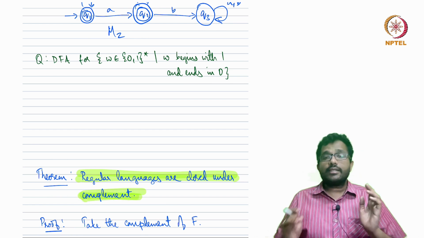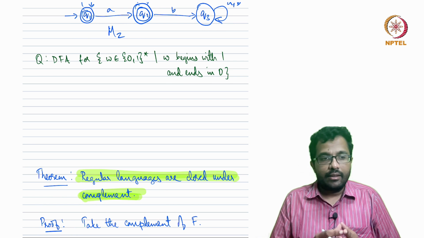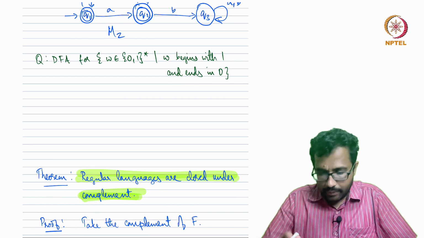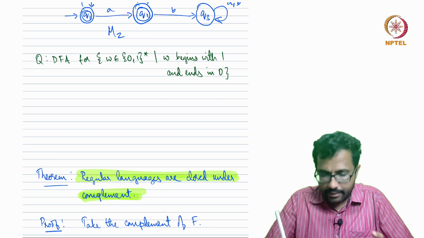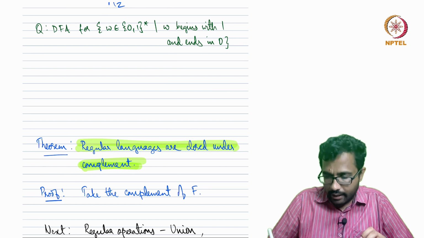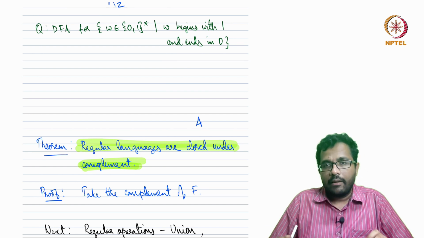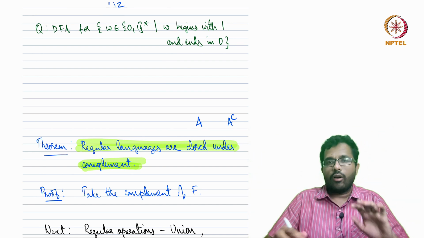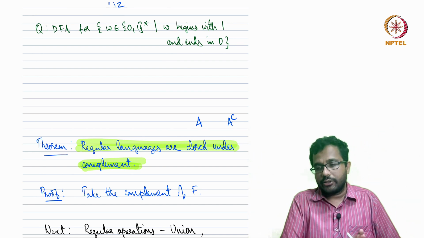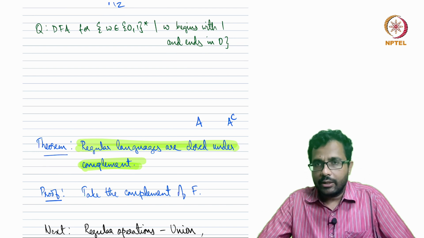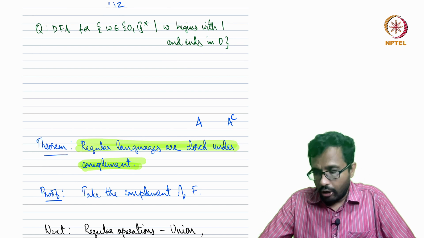Because you can have the same construction of the DFA. So what does the statement mean? Maybe I'll just explain about it for a minute. Suppose there is a language A which is regular, then the language A complement, which is all the strings that are not in A, that is also regular. This is what it means. So A is regular if and only if A complement is regular.